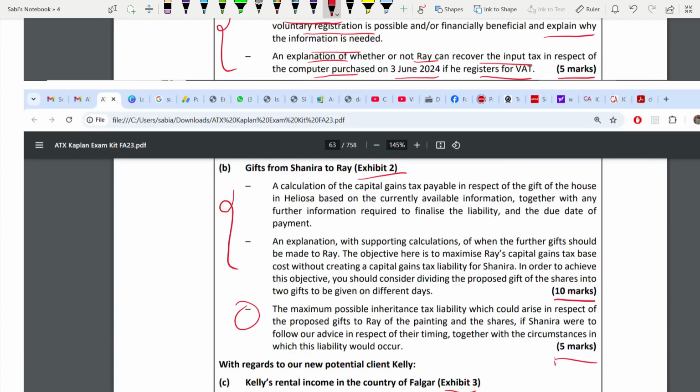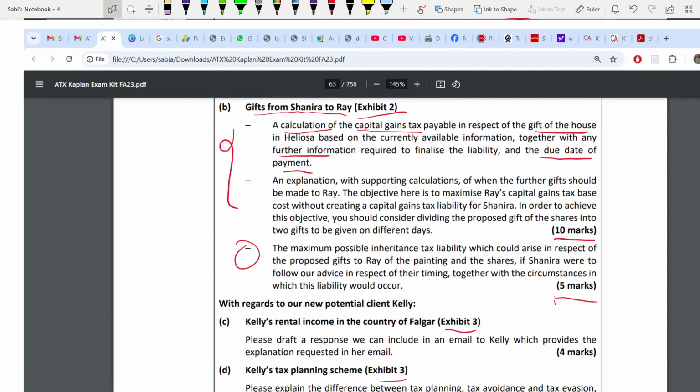Okay, you have to calculate capital gain tax. This is regarding a gift from Shanira to Ray, the husband and wife. Okay, so the gain in respect of the gift of the house, and not only that, you also need to see whether they need any further information or not, and also the due date of payment. Three things they are asking in one.